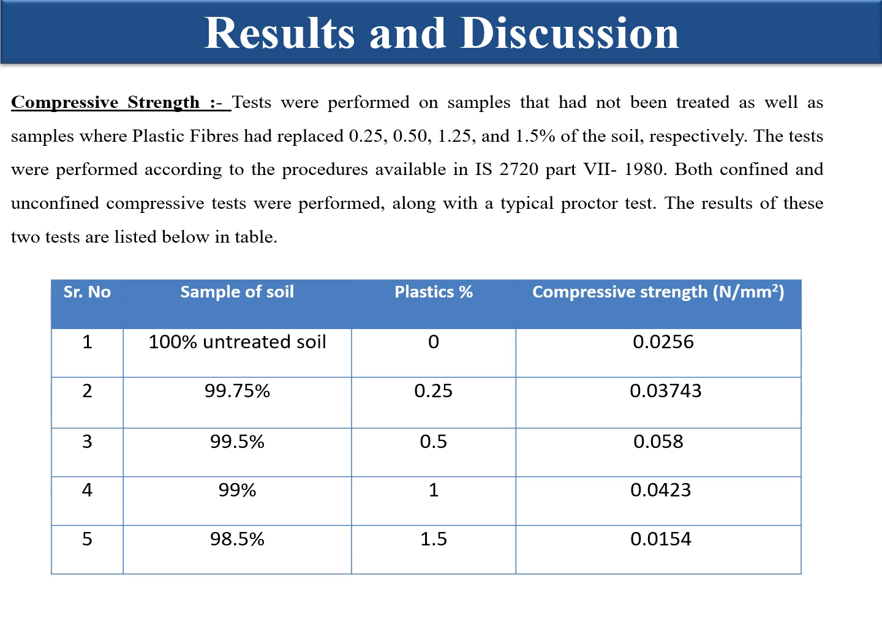Results and discussion. Compressive strength. Compressive strength is the capacity of soil to withstand loads before failure. Tests were performed on samples that have not been treated as well as samples where plastic fiber had replaced 0.25%, 0.50%, 1.25%, and 1.5% of the soil, respectively. The tests were performed according to the procedure available in IS 2720 Part 7, 1980. Both confined and unconfined compressive tests were performed along with a standard Proctor test. The results of these two tests are listed below in the table.